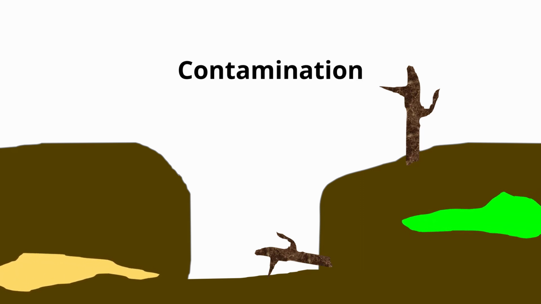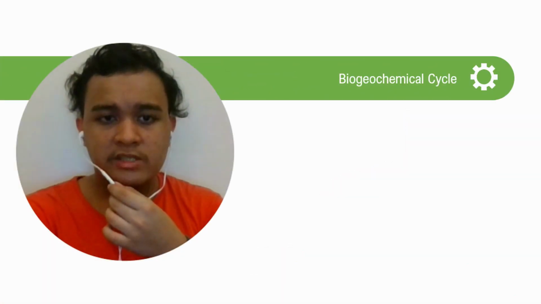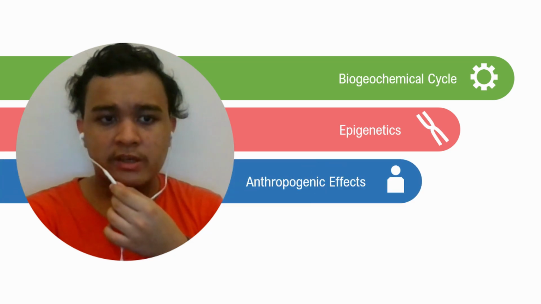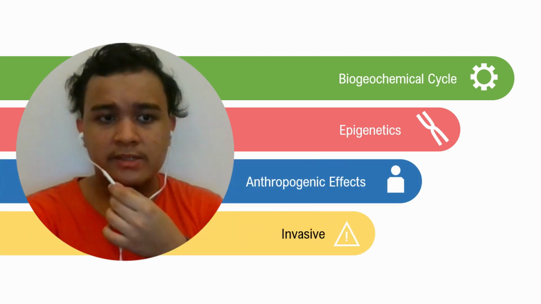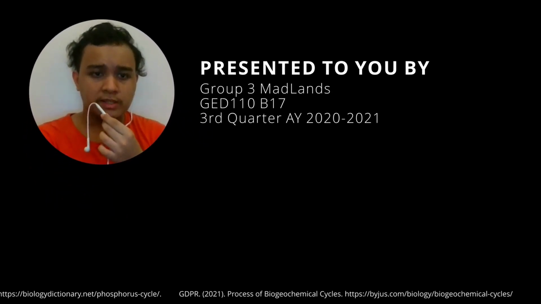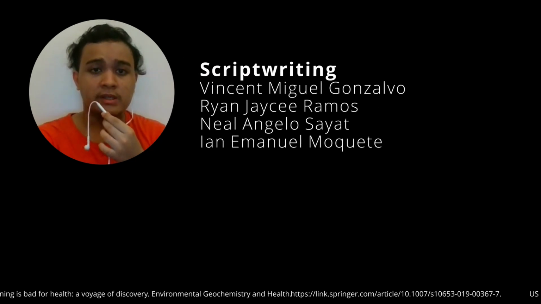Now that we have learned about the biogeochemical cycle, epigenetics, anthropogenic effects, and the term invasive, now with humanity's contribution and disruption to this phosphorus cycle, can we call ourselves invasive? If we are, how do we put a stop to that? And if we are not, what should humanity do to keep itself from being invasive?